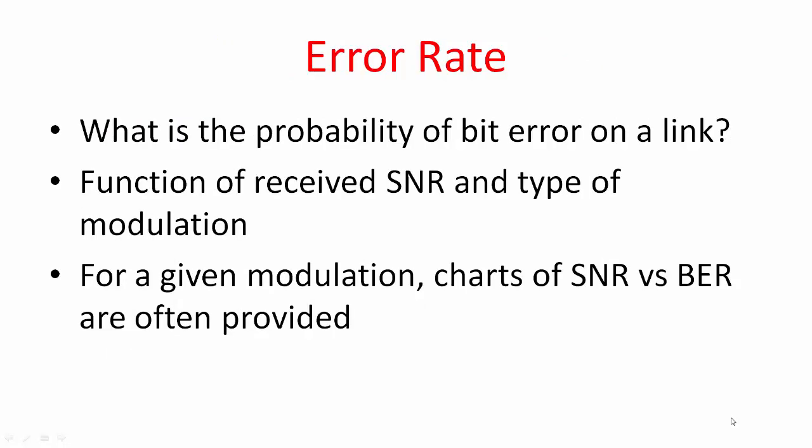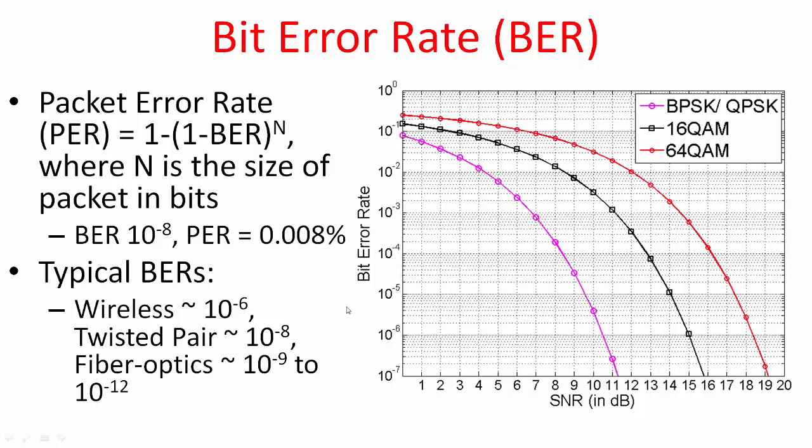In real systems, even when you set the data rate R less than the channel capacity, some errors are inevitable, except that this bit error rate is extremely small if R is less than C. Depending upon the type of modulation, this bit error rate is a function of SNR. For a given modulation, charts of SNR versus BER are provided. So here is an example.